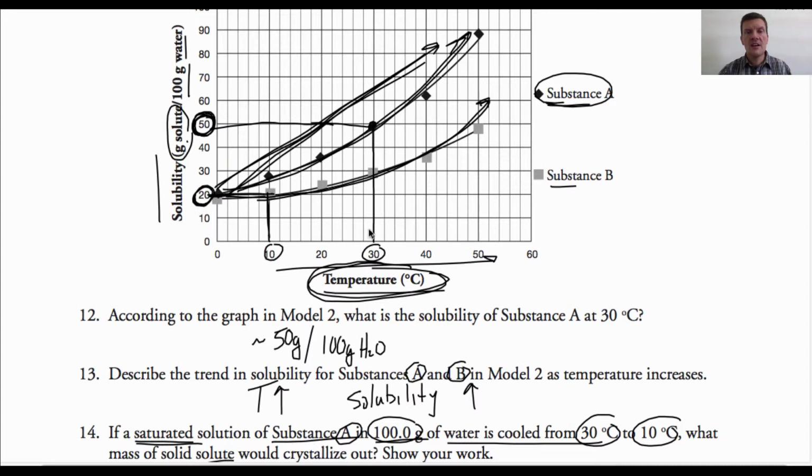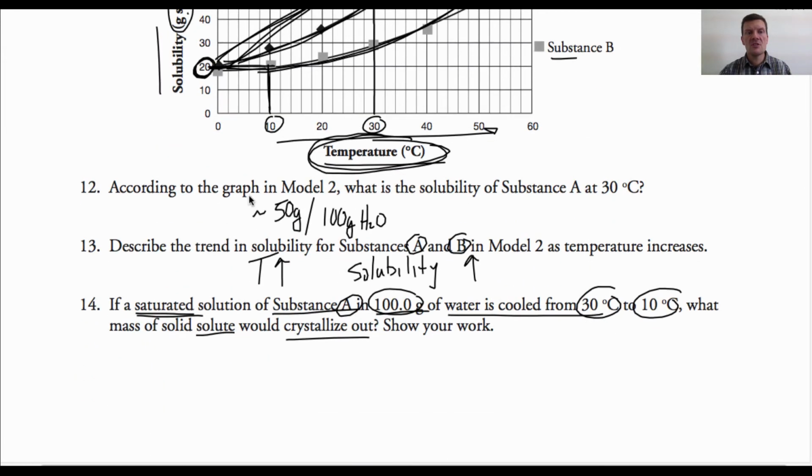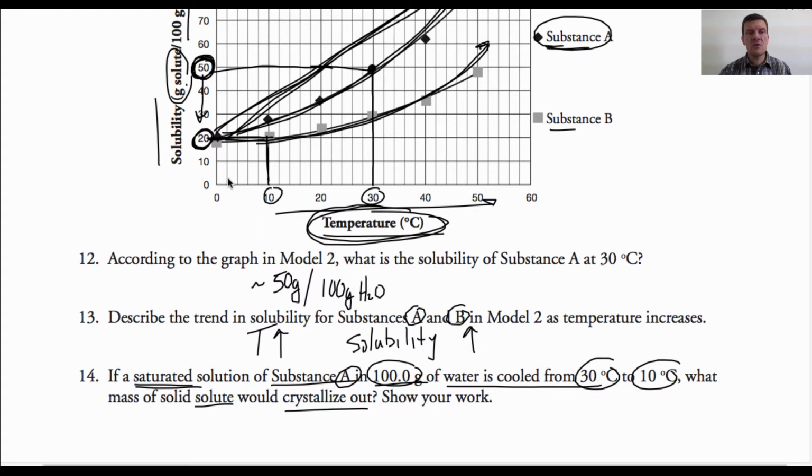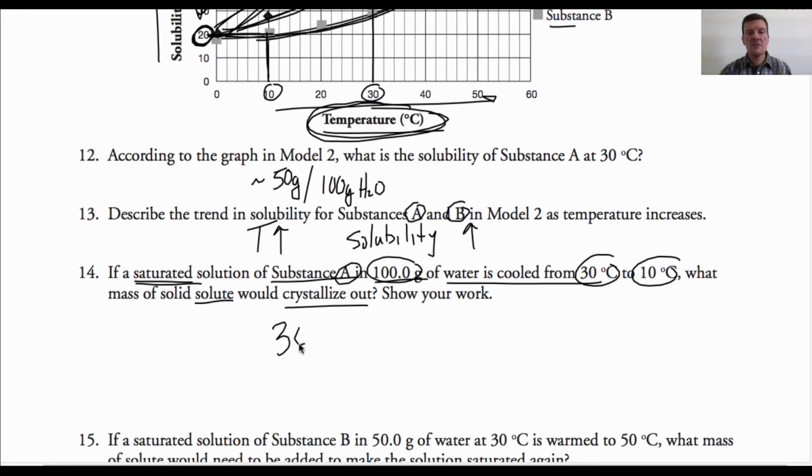So if you cool down your solution, you're going to see some of those particles coming out of solution and turn into solid crystals and settle at the bottom of your container. So you're going to have the difference here. You're going from 50 down to 20. You're going to have 30 grams that are going to crystallize out. Okay?